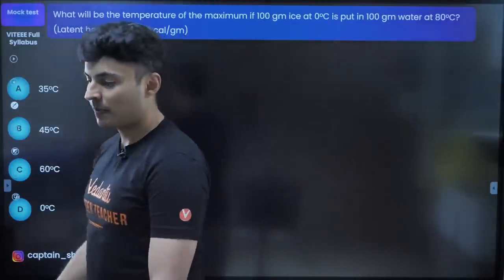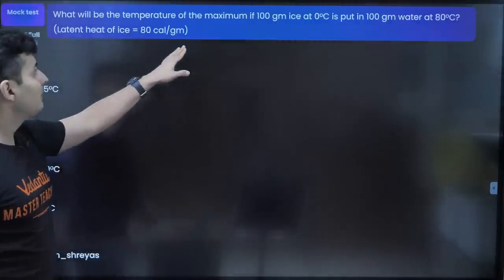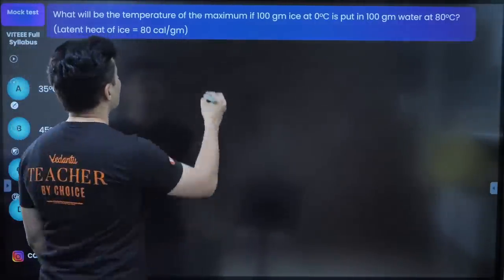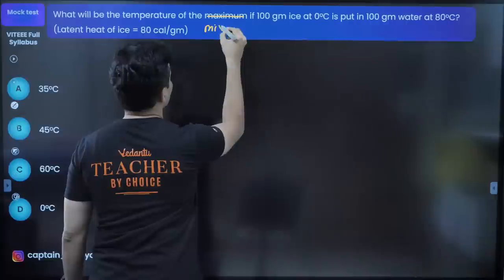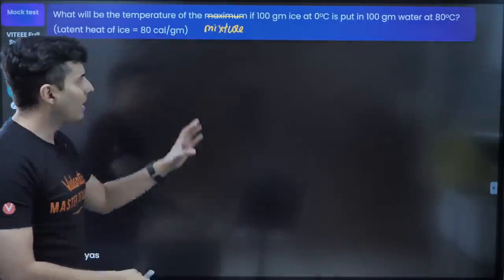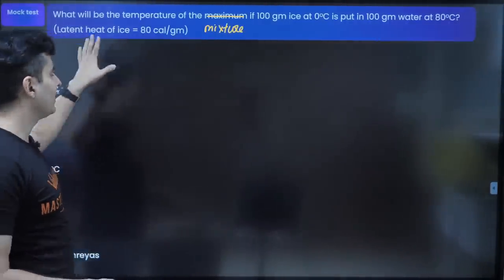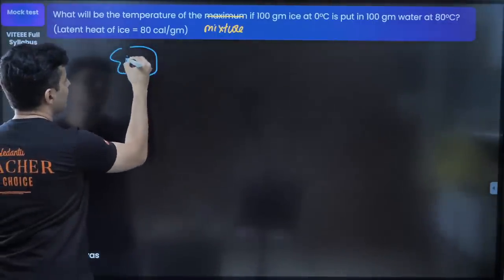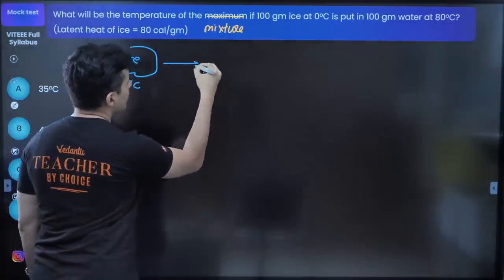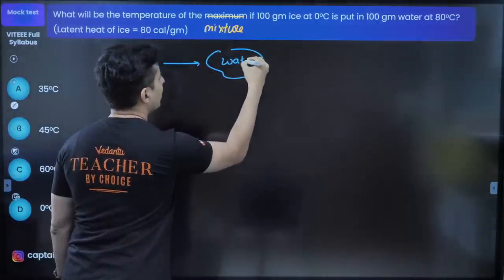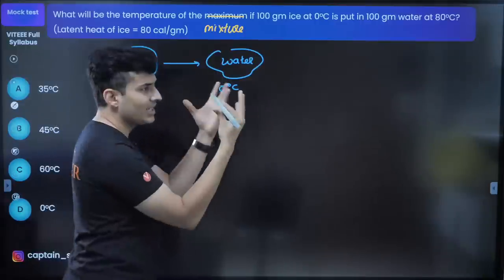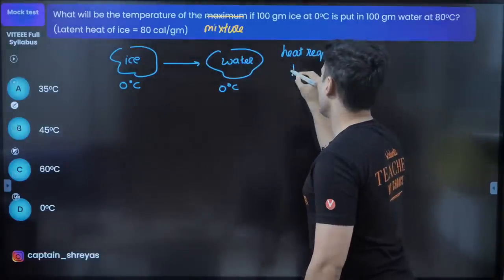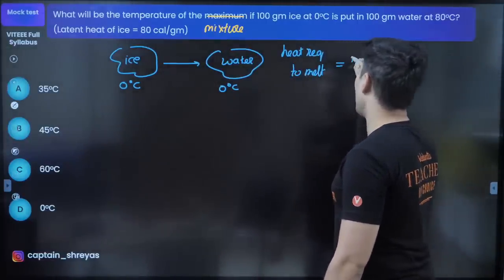What will be the temperature of the mixture? I think there is some wording mistake. This is not maximum, this is supposed to be mixture. If 100 gram ice at zero is put in 100 gram water at 80 degrees Celsius, latent heat is also given. So first of all, if you have ice which is at 0 degrees Celsius, you want to convert it just into water at 0 degrees Celsius. How much heat do you require to melt it? So heat required to melt it will be nothing but m into L.